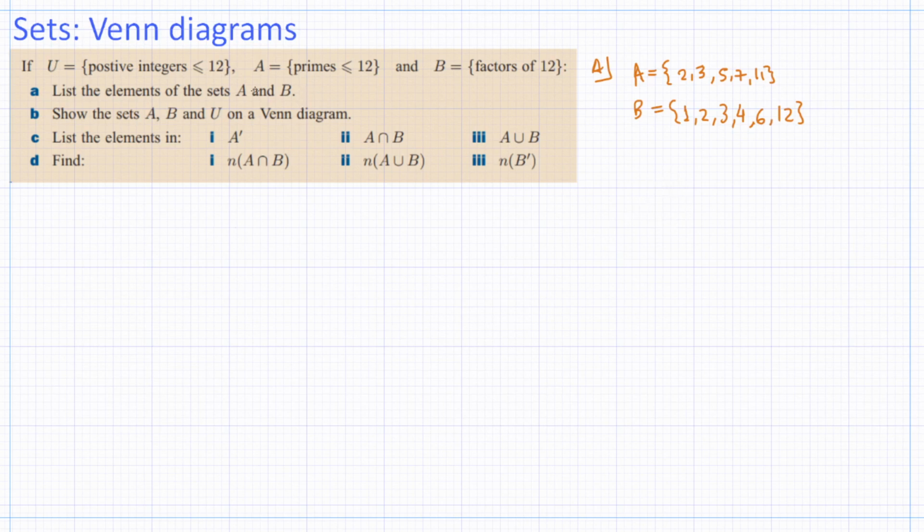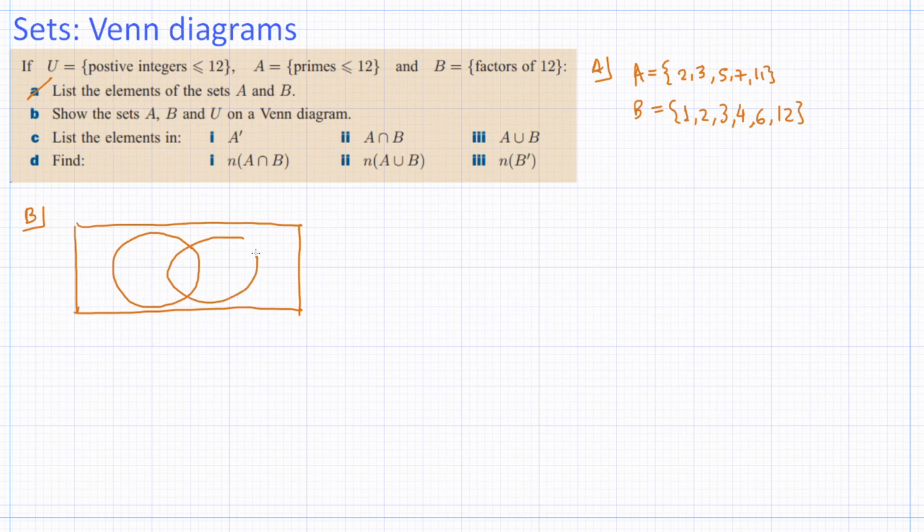Now, we've done letter A. Nice. Now letter B, show the sets A, B, and U in a Venn diagram. So now we have to draw our Venn diagram. Let's draw a rectangle. It's not going to be a circle, but I'll try to make it good enough. This is set A, this is set B, this is our universal set. Set A, I've got 2, 3, 5, 7, and 11. And set B, 1, 2, 3, 4, 6, and 12.